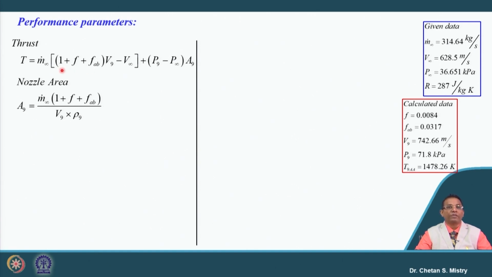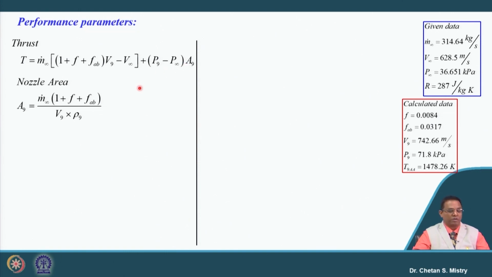Here in this case we know what is the value of m infinity. We have done our calculation for the fuel air ratio for the combustion chamber. We have done our calculation for the fuel air ratio for the afterburner. We know what is our exit velocity. Since this is my flying condition, V infinity also is known to us. We have done our calculation for the critical pressure ratio and we found the nozzle to be a choked nozzle and this P9 is equal to the critical pressure. But here in this case the area of the nozzle is not known to us.